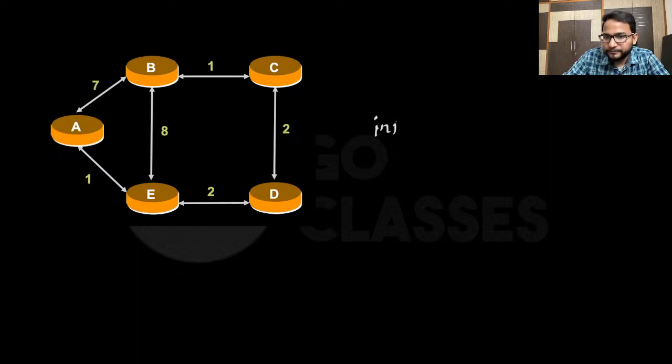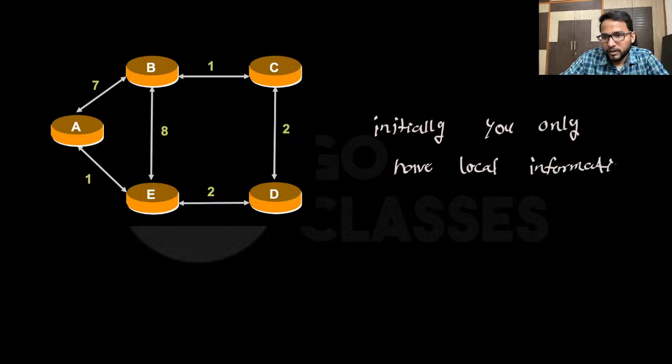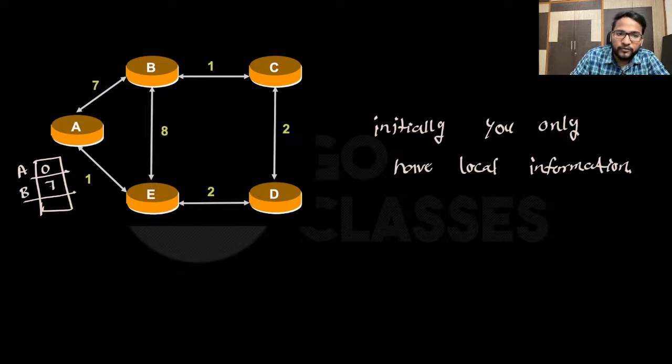So initially you only have local information, which means that A knows that it is connected to B, and A knows it is connected to C. So for the distance vector for A, from A to A it is basically 0, obviously. If you want to go from A to B, it is basically 7. If you want to go from A to C, it doesn't know initially. If you want to go from A to D, it doesn't know initially. But if you want to go from A to E, then it knows that you can do it in one. If it doesn't know, then you will keep it infinity. So only B and E it knows. Obviously A to A is 0. So that's called a distance vector that you have at A, right? So that is called the distance vector at A.